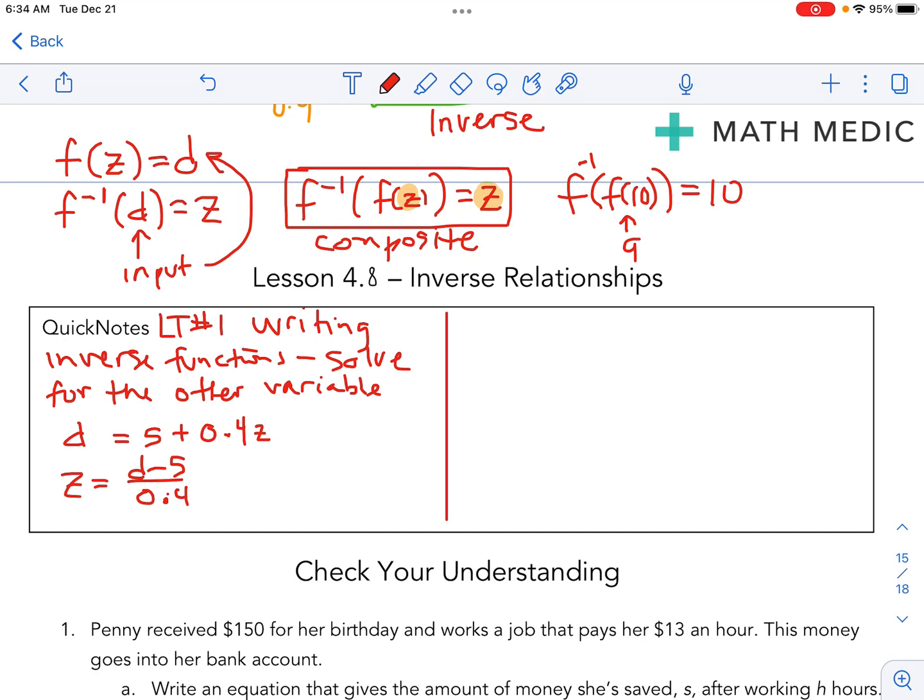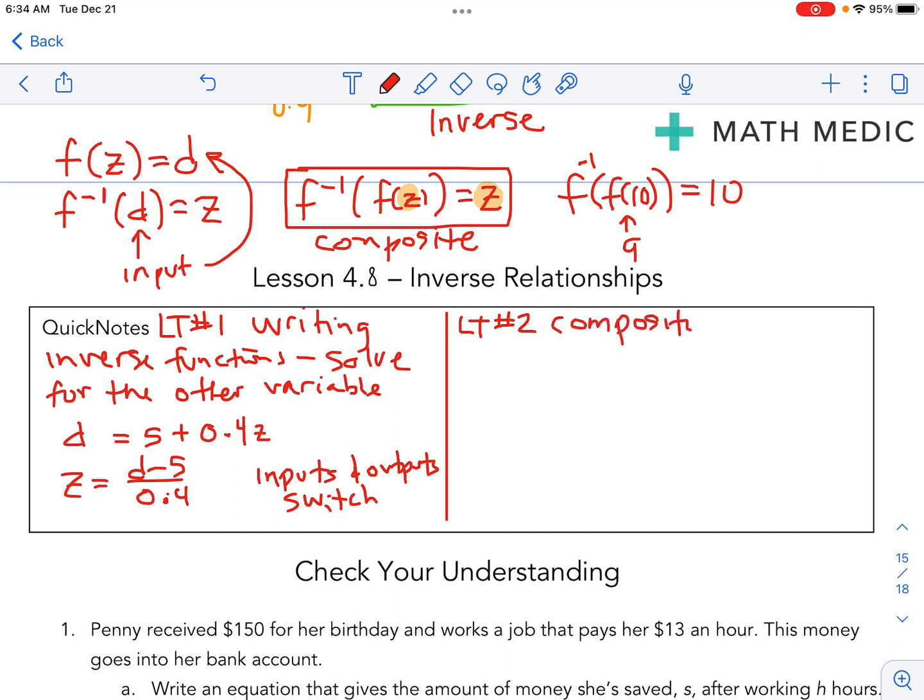And so those are inverses. Those provide a pathway to find the other variable real easily. And so the inputs and the outputs switch. So that's the first thing: finding an inverse function is just solving for the other variable.